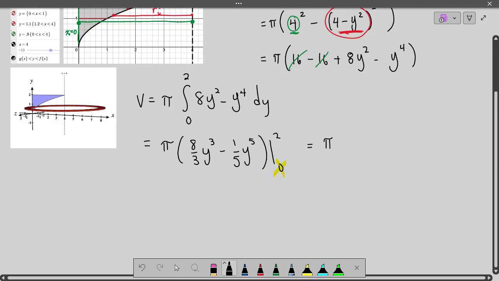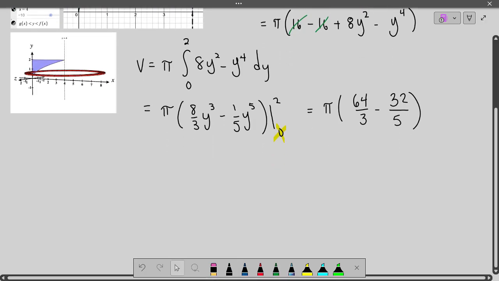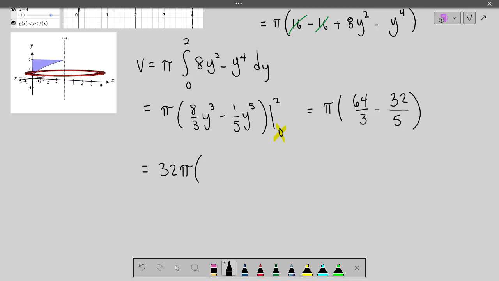Plugging in the 2 will give us 8 here. So we're going to have 64 thirds minus, that's 32. 2 to the 5th is 32. So minus 32 fifths. Then we just have to simplify that. The easiest way in my mind is to factor out the 32 so that we have 32 pi times 2 thirds minus 1 fifth. And then we get a common denominator of 15. So we multiply that one by 5, that one by 3, so 10 minus 3.